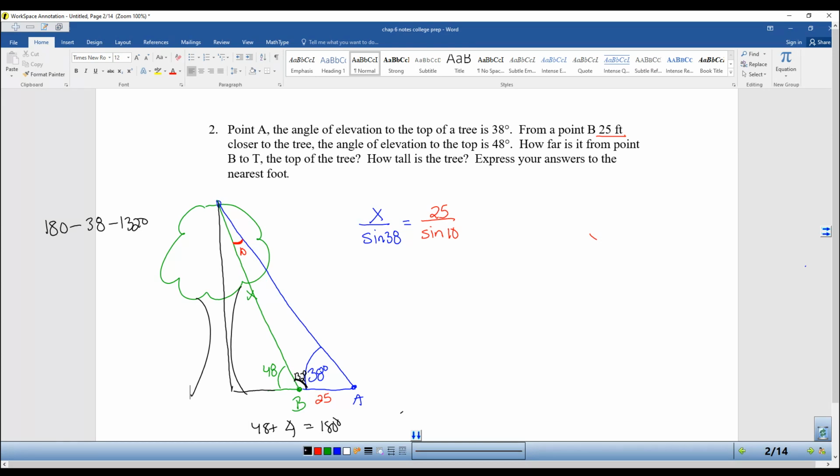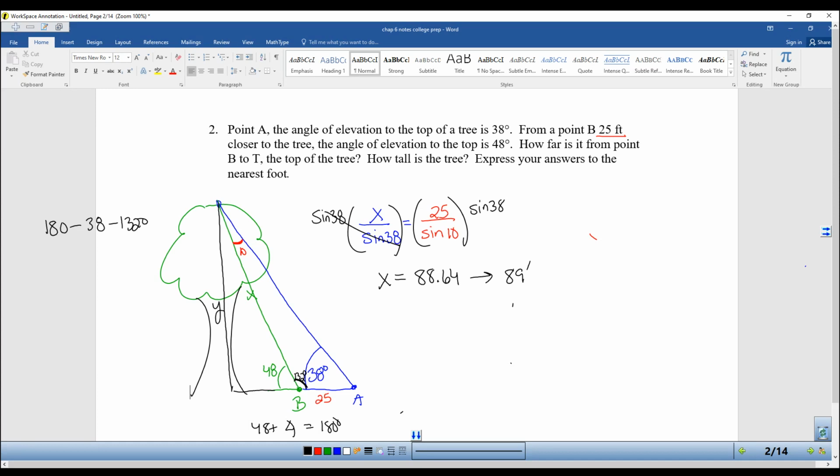So now you can go ahead and clear this sine of 38 by multiplying both sides by sine of 38. And you get x is equal to 88.64, but you'll notice that the directions said express your answers to the nearest foot. So 89 feet.